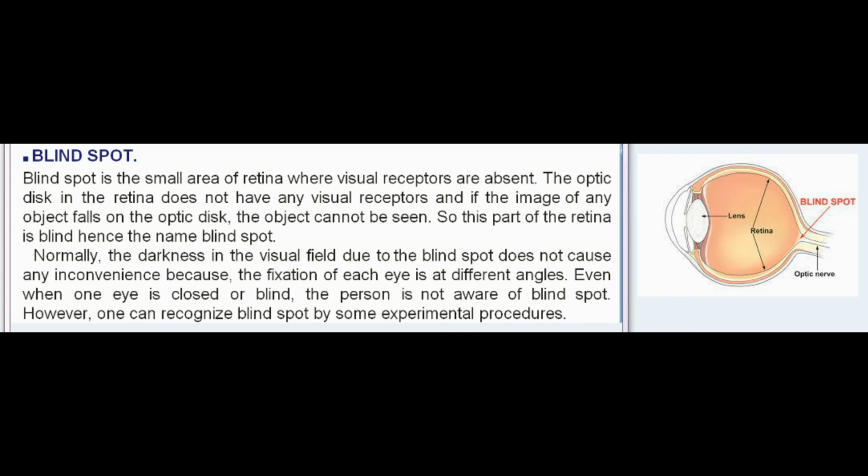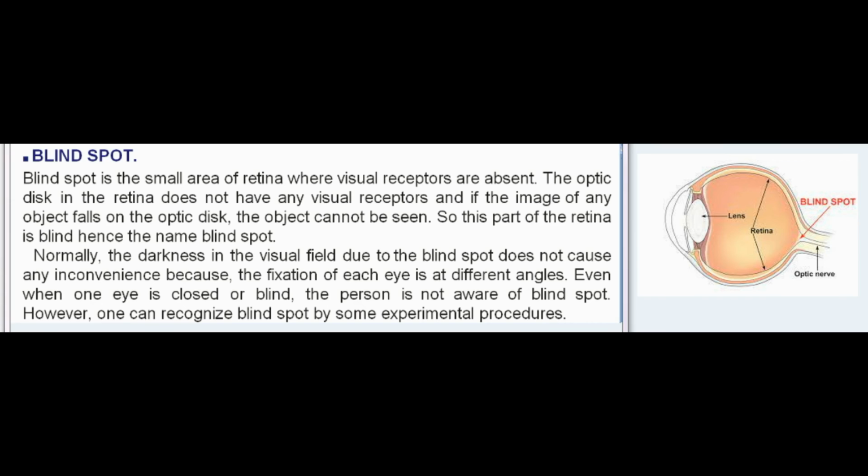Normally, the darkness in the visual field due to the blind spot does not cause any inconvenience because the fixation of each eye is at different angles. Even when one eye is closed or blind, the person is not aware of blind spot. However, one can recognize blind spot by some experimental procedures.